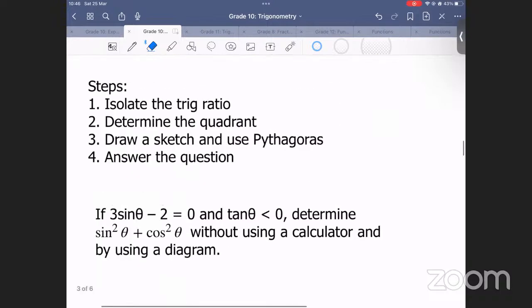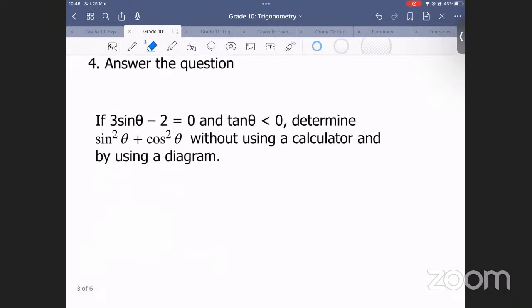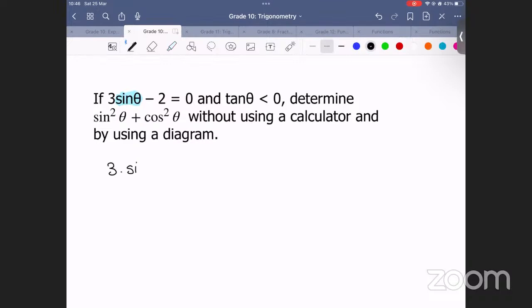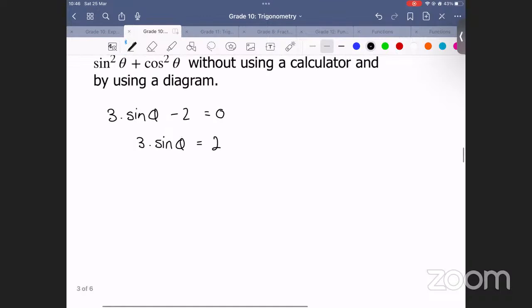Step one is to isolate the trig ratio. What does that mean? It just means make the trig ratio the subject of the formula. So my trig ratio is sine theta. 3 times sine theta minus 2 is equal to 0. I can take the 2 over to the other side as an addition, which makes it 2, and then take the 3 over as division, where I get that sine theta is equal to 2 over 3. So I have isolated the trig ratio. First step done.